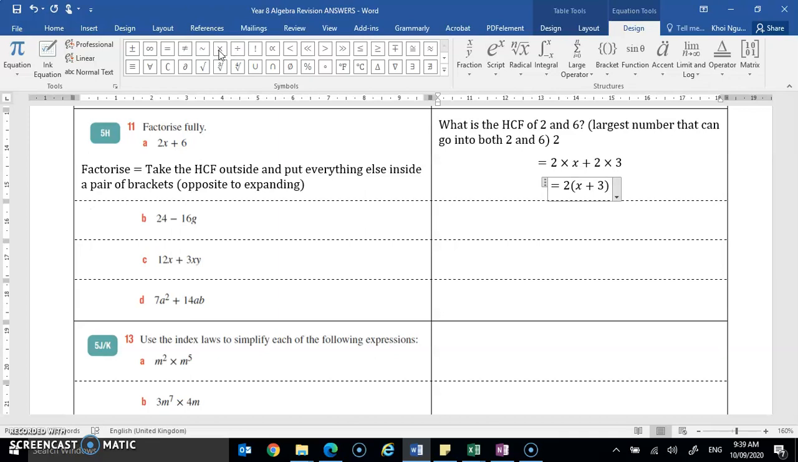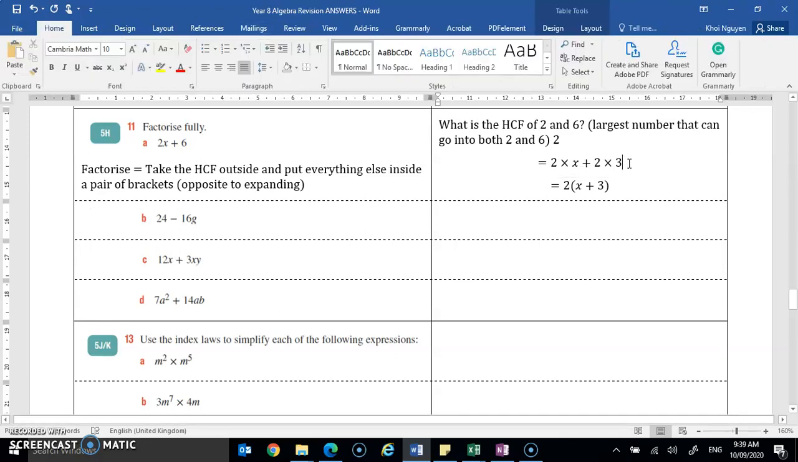If you are familiar with factorization, and you can just take 2 out and work out right away what's inside the brackets, then perhaps you don't have to do the second step here. But if you are new to factorizing and you want to take things slowly, and I do recommend that you take things slowly, then you should do the second step. Rewrite everything as a multiplication before taking out the highest common factor.